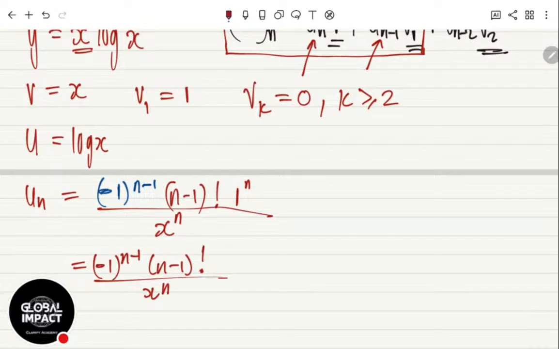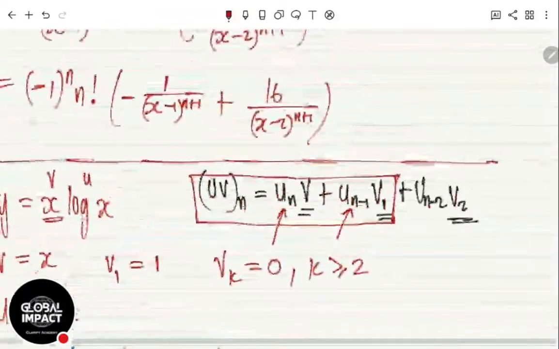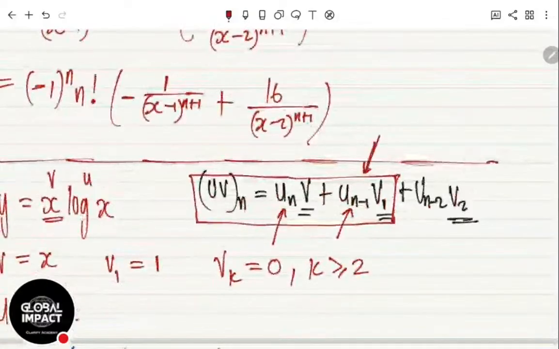Is it not? Now that we have it like this, we can start to deal with this. Do you see? Now we can start to move with our Leibniz. Because I have my un, which is negative 1 to the n minus 1 times n minus 1 factorial all over x to the n. So what will be un minus 1? Because I also need un minus 1. My v is ending at 1.